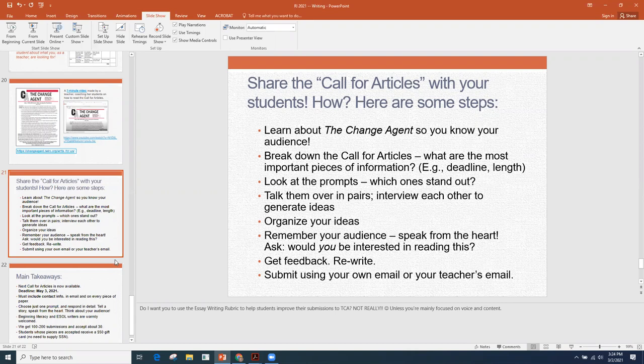I just want to be able to go to the Change Agent and reference the articles for good writing and good organizing of ideas. I haven't been disappointed at all, but I always wonder, is this a safe route to go when I have little time to do lesson planning?